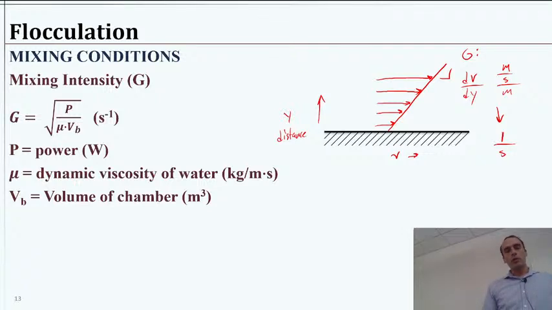So the equation for it has to do with power, the power that we're adding with a mixer. So the equation is the square root of P, the power, divided by the viscosity of water times the volume of the basin. Now, if you think about this, if you've ever stirred a jar of peanut butter, one of those fancy kinds where the oil separates a bit, it's difficult to mix that, right?